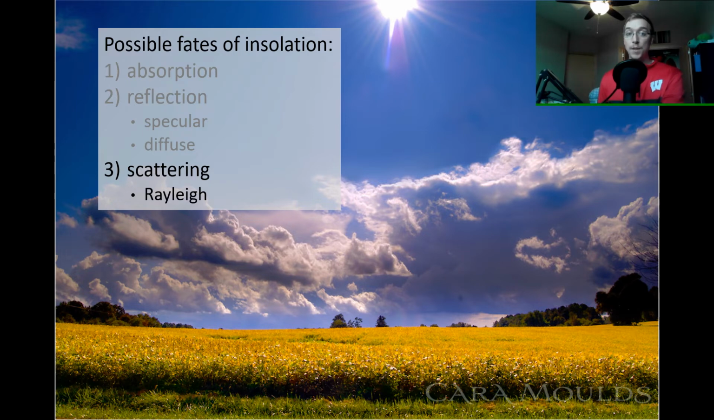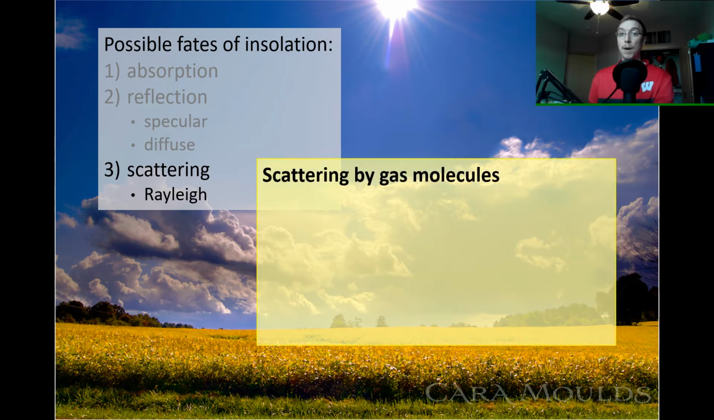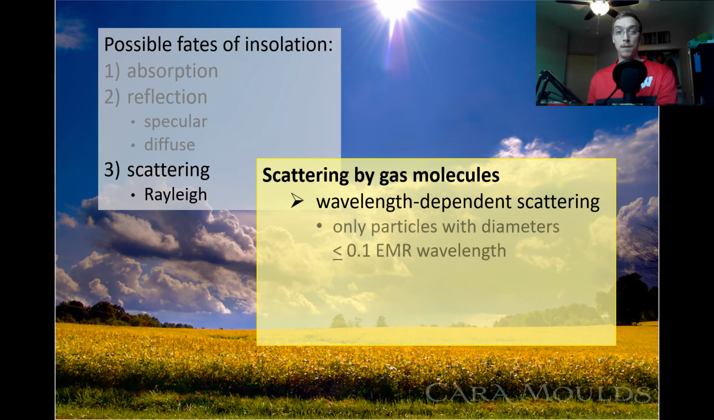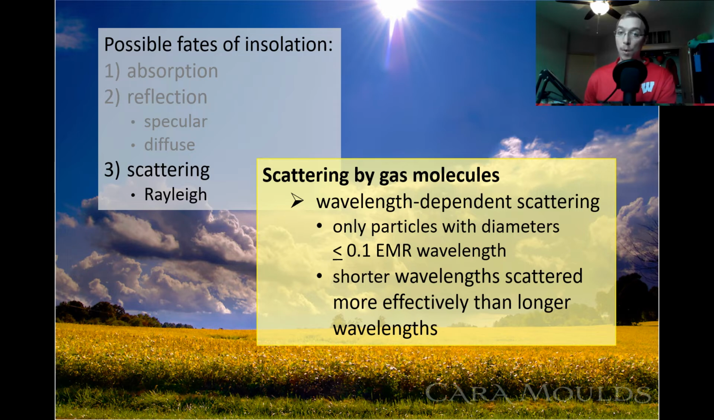One of those is Rayleigh scattering. You might have heard of this before. So this is scattering by gas molecules. It's wavelength dependent, meaning that certain bands of light will not be impacted by gas molecules like other bands of light will. Only particles with diameters less than or equal to 0.1 of the electromagnetic radiation wavelength are impacted. And shorter wavelengths are scattered more effectively than longer wavelengths.